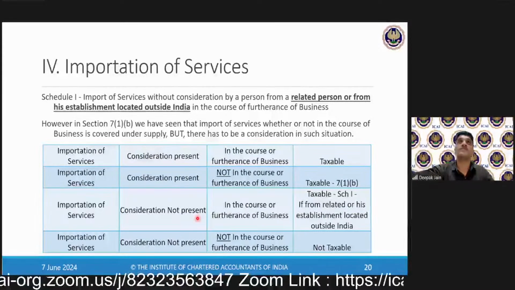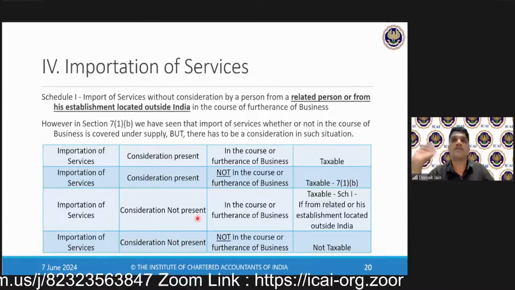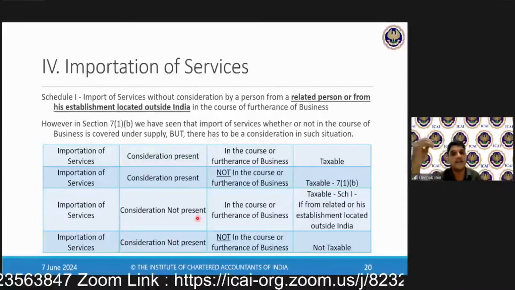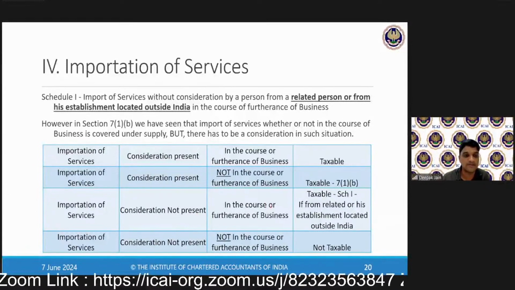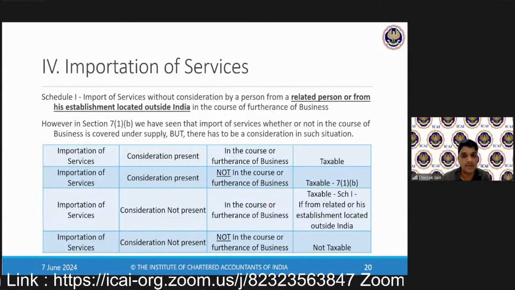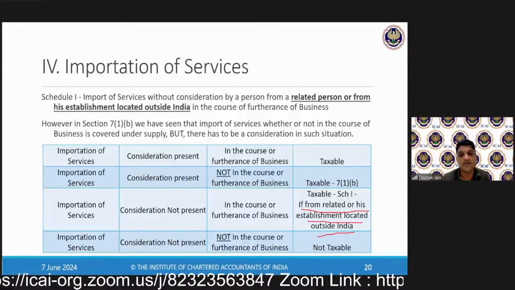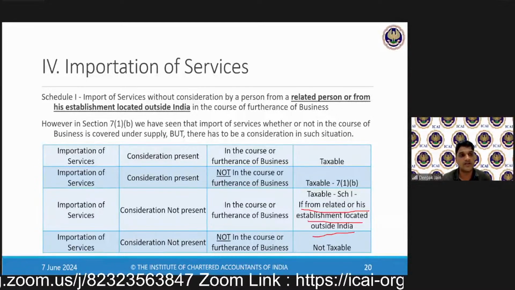Suppose I'm buying from a third party, there is no consideration, not liable to GST because it is not a related person. Only if I'm purchasing something from a related person, then it will be liable to GST. So this is very important. It will not apply in all scenarios, only if it is from a related person or his establishment located outside India. Just have a look at this for 1 minute.